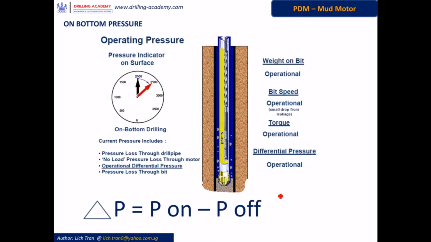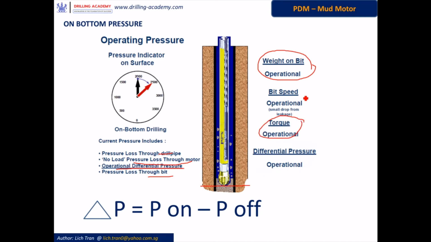When you're coming down and tagging bottom, this is your on bottom here with some certain weight on it. Now you start having some weight on it. You still have the same pressure loss through the drill pipe, pressure loss through the bit, and pressure loss through surface lines. What you have now over the motor is the no load pressure loss through the motor as when you were off bottom, plus now that you're on bottom, you have operational differential pressure loss through the rotor, and this operational differential pressure will produce the torque on the motor to drill.